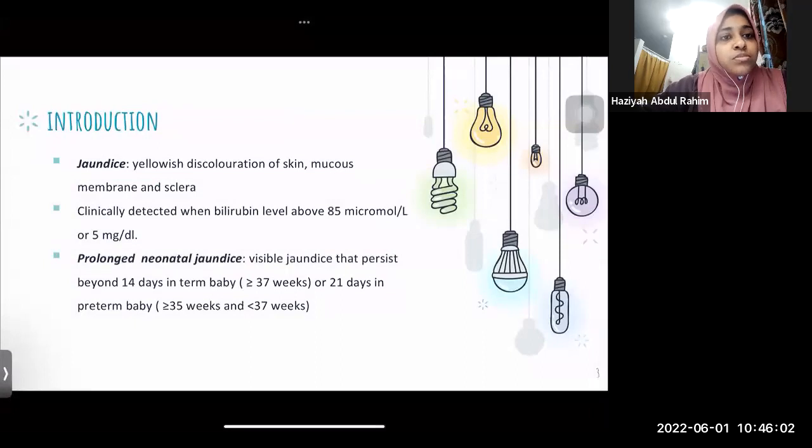So basically jaundice means yellowish discoloration, either skin, mucous membrane, and sclera. So basically jaundice will be clinically visible if bilirubin level is above 85 micromole per liter or 5 milligram per deciliter. So prolonged neonatal jaundice, we will say if the child is presented with jaundice more than 2 weeks in a term baby or more than 3 weeks in a preterm baby.